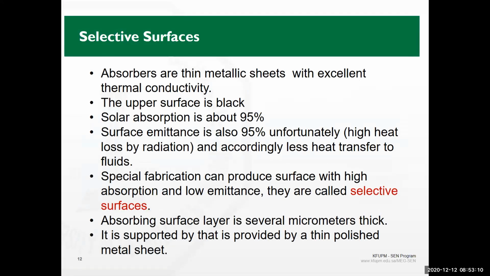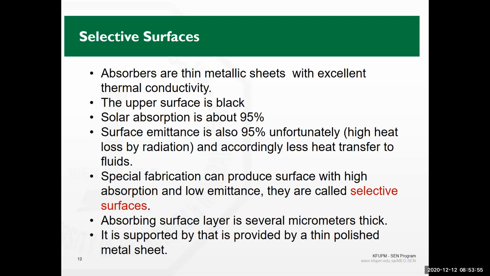So absorbers are basically thin metallic sheets with excellent thermal conductivity so that you can have homogeneous temperature across the unit. Aluminum is very common material used for that. The upper surface is painted black. The solar absorption is about 90%, which means that 90% or 95% of the energy falling into the unit is being absorbed and converted into heat to heat the plate. The surface emittance also is high, and this is the problem. A black surface can absorb most of the energy falling into it, but it emits most of the energy that it has as well. So it's easy to heat and easy to cool.